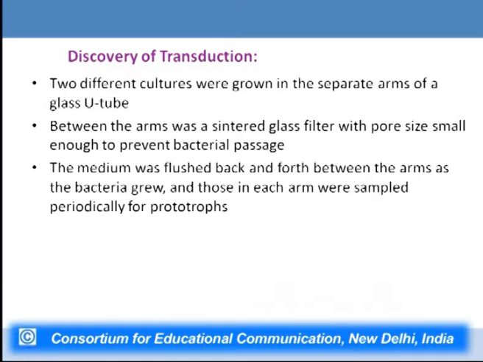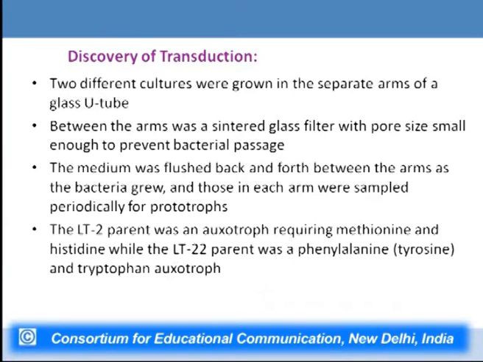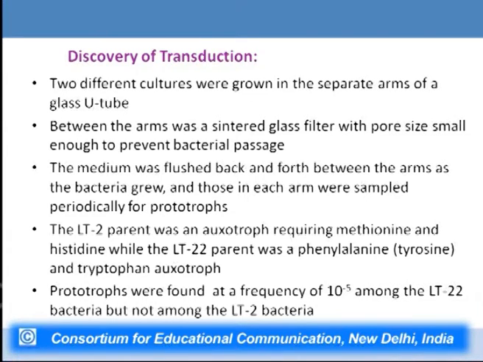Both LT2 and LT22 were auxotrophs, and periodically the arms of the U tube were sampled for the presence of prototrophs. The LT2 parent was an auxotroph which required methionine and histidine, while the LT22 parent was a phenylalanine and tryptophan auxotroph. It was found that prototrophs were recovered at a frequency of 10 to the power minus 5 from the LT22 side, but they were never recovered from the LT2 side of the tube. Now what exactly was happening?